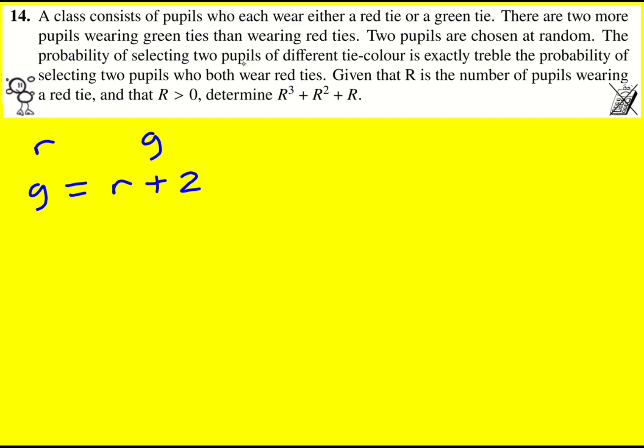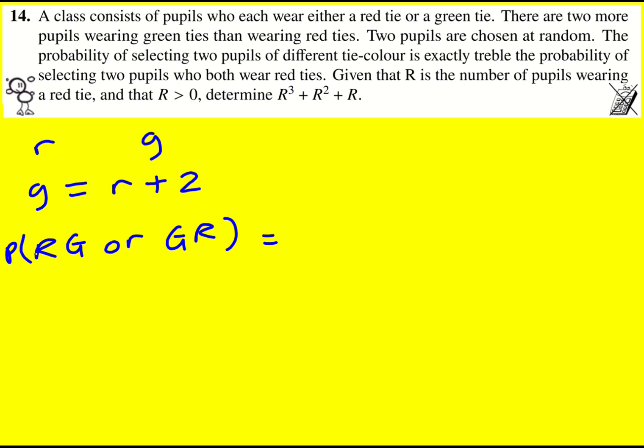The probability of selecting two pupils of different tie color is exactly treble the probability of selecting two pupils who both wear red ties. So we've got the probability of red-green or green-red. And let's work that out.